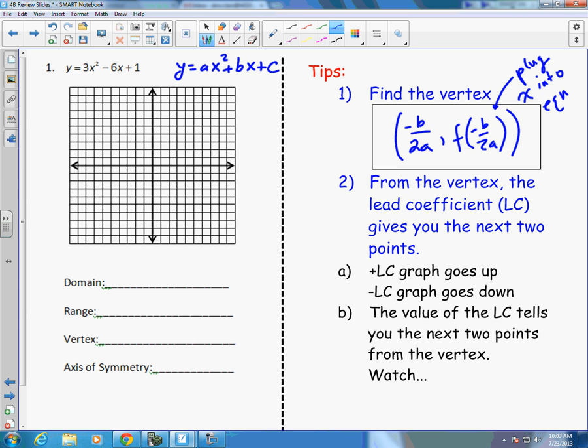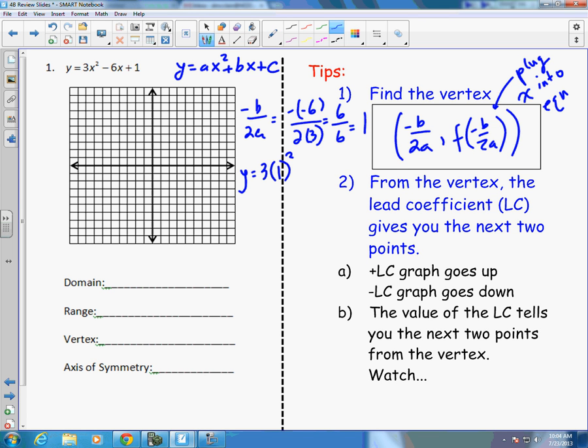So when I'm finding the vertex, the negative b over 2a part, all I got to do is take negative 6 over 2 times 3. So it's 6 over 6, which is 1. So the x coordinate of my vertex is 1. The y coordinate is what I get when I plug 1 into the equation. So here's your f of negative b over 2a.